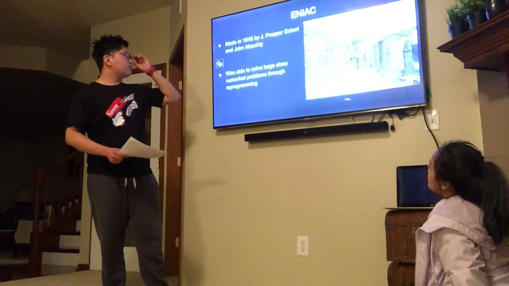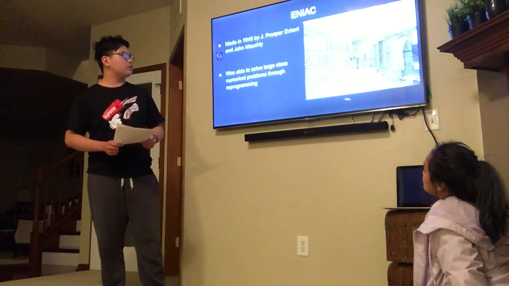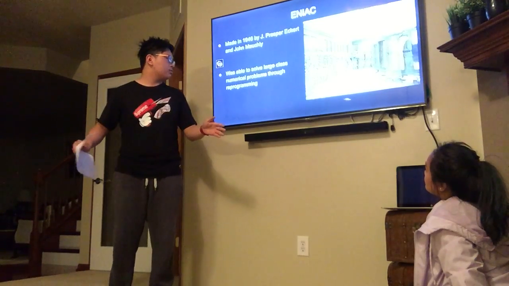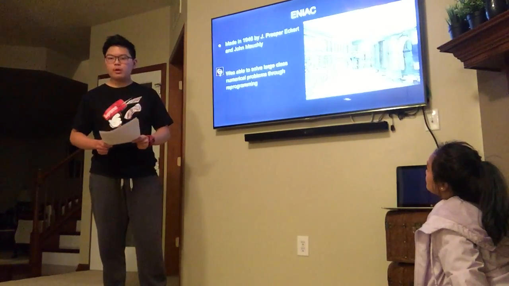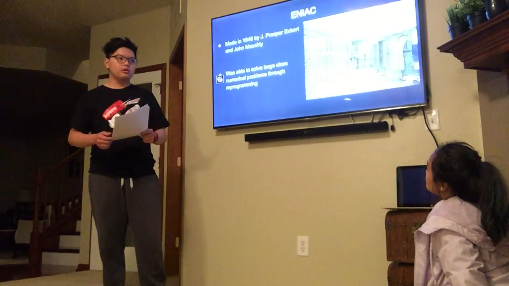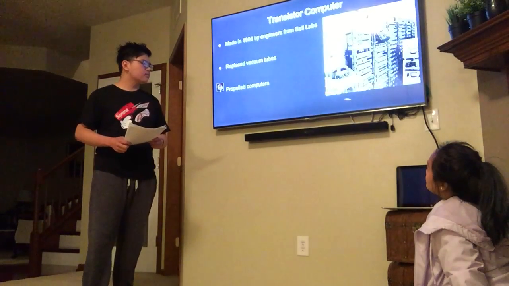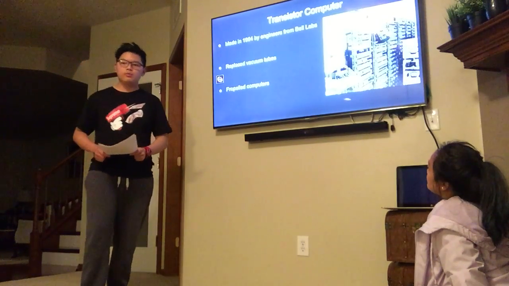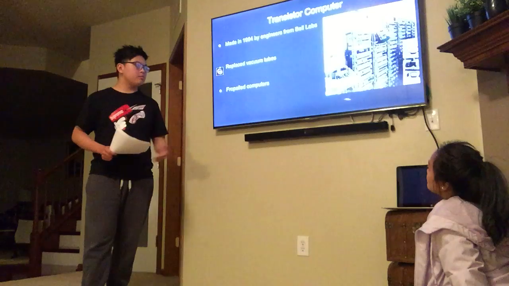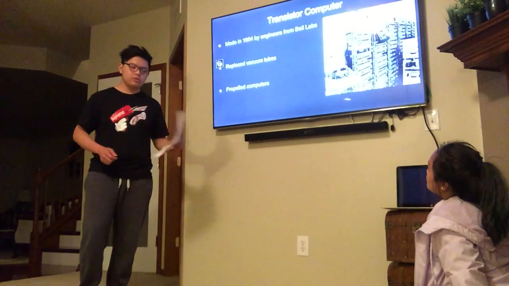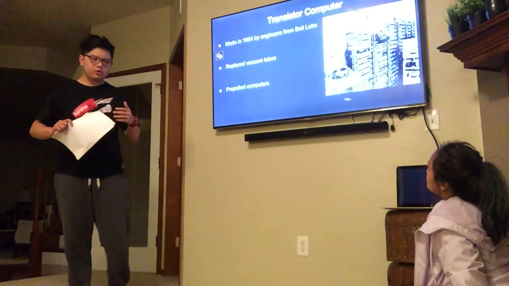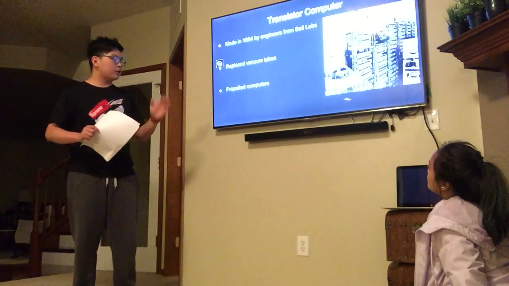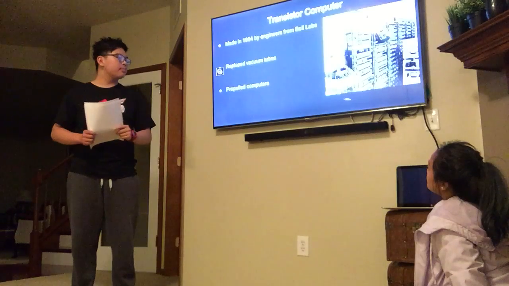The ENIAC was made in 1946 by J. Presper Eckert and John Mauchly, and it was able to solve a large class of problems through reprogramming, and it was used for artillery ballistics. The transistor computer was made in 1964 by engineers at Bell Labs, and it replaced vacuum tubes. It was really helpful because vacuum tubes made computers unreliable, really costly, really heavy, and all that. It actually propelled computers to where they are now.